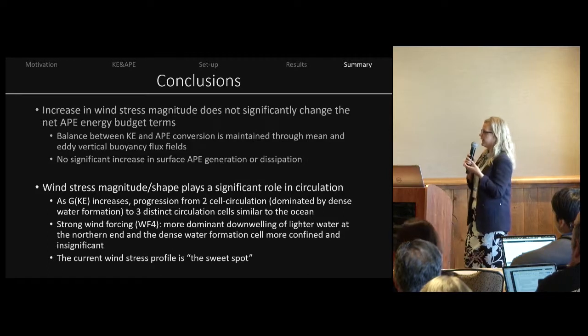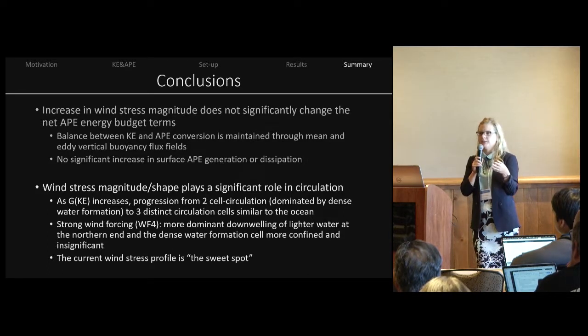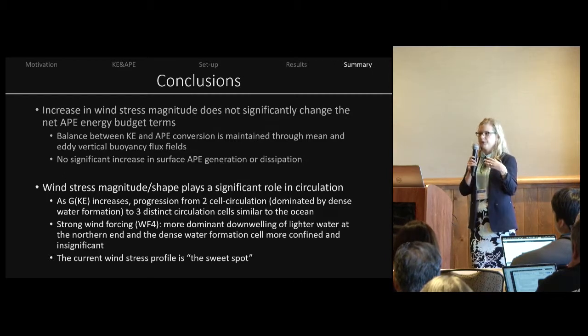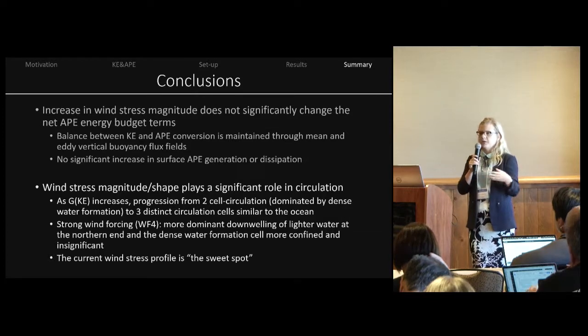So what we have concluded from our work is that the current wind stress profile, both the asymmetry of it and the magnitude of it, is kind of the sweet spot in producing the current day ocean circulation. And the deviation of it, whether in shape profile or if the winds become stronger as is being predicted from climate change, then we're going to see a shutdown in that dense water formation cell.